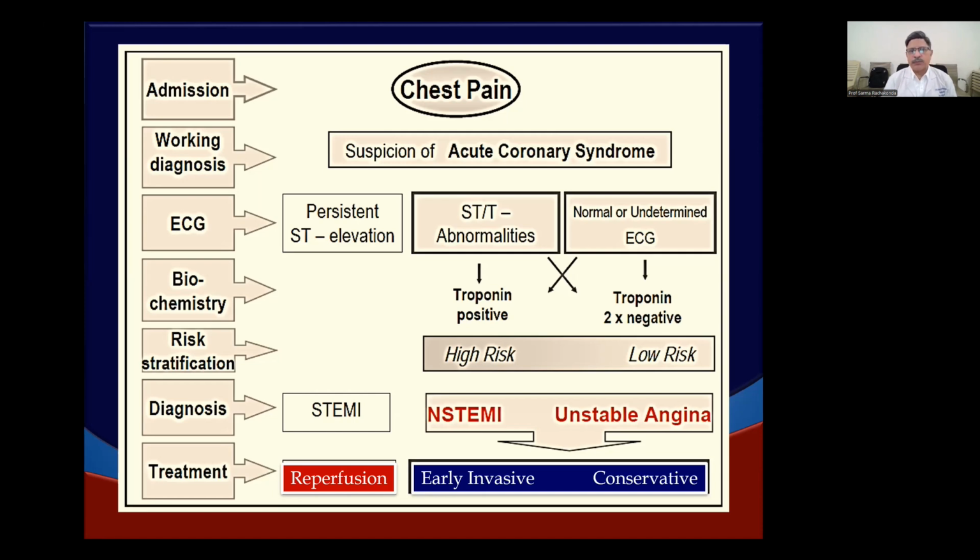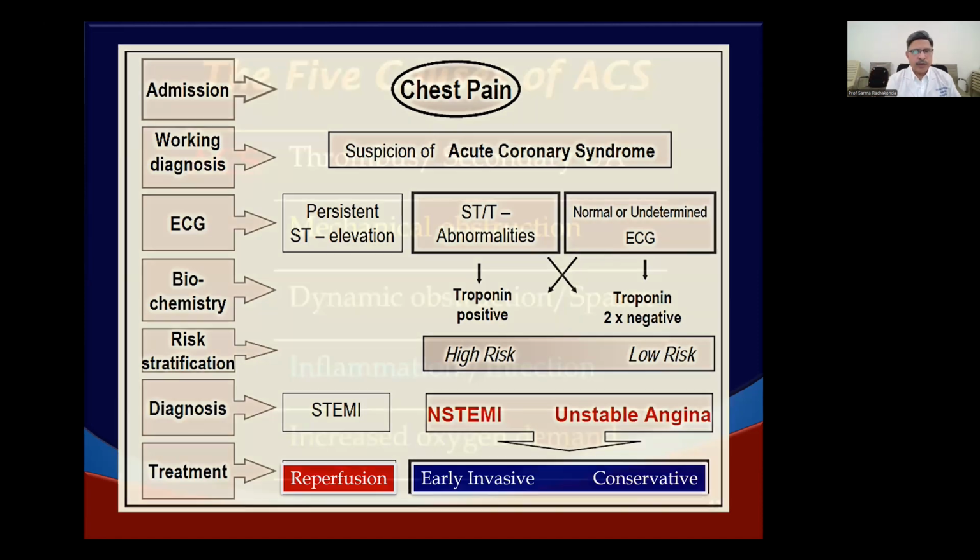So the trop is positive. Now what happened? He has symptoms, he has ECG abnormalities, trop is positive. That means high risk patient. The other thing is, if trop is negative, and the ECG is determinate, and the acute coronary symptoms are not due to heart disease, it is a low risk patient. Suppose his trop is positive, ST-T abnormalities are there, it could be an NSTEMI or unstable angina. For them, what you have to do is early invasive or conservative. If the symptoms regress and the trop is only marginally elevated or negative, then you have to go for conservative treatment.